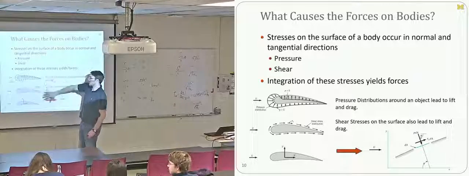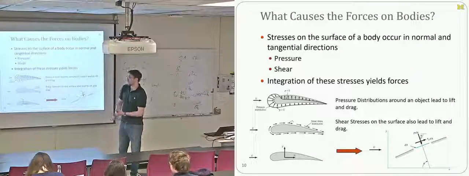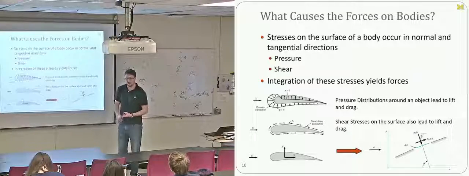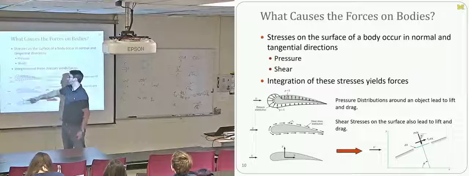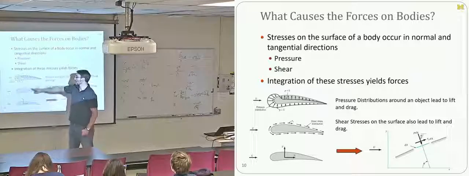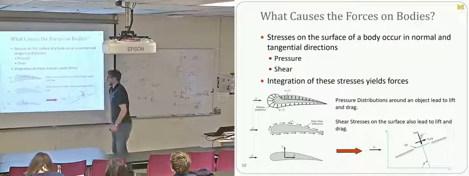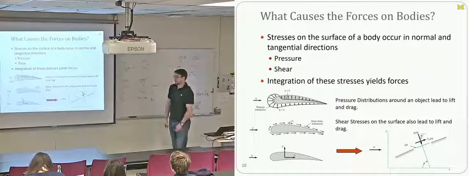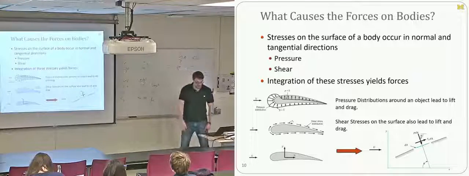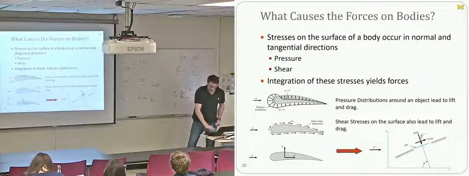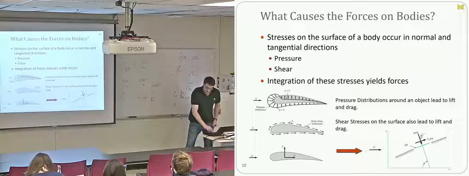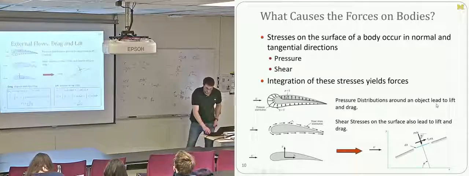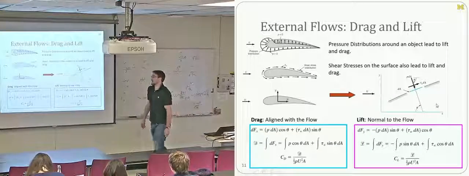Essentially, the force on a body in a flow is a result of integrating all the stresses on the body over the surface area of the body. Those stresses come in two flavors, pressure and shear, where pressure is normal to the surface and shear is tangential. And so the integration of these stresses gives us forces that are normal to and parallel to the flow direction, which we call drag and lift.